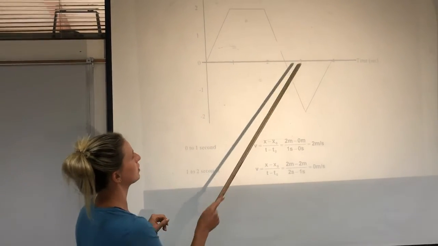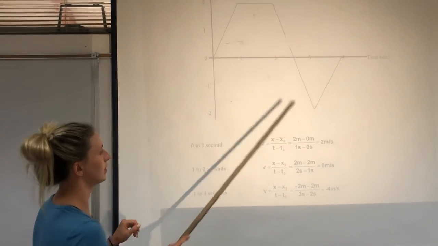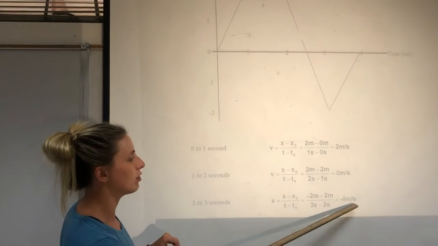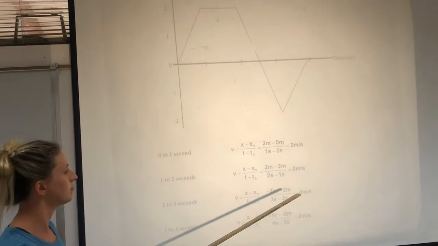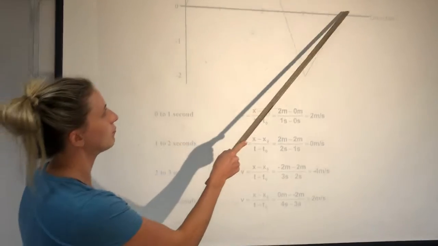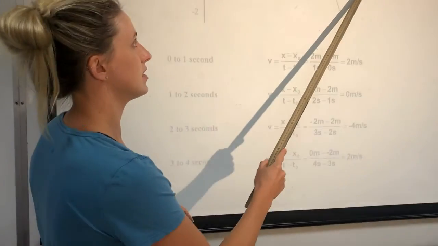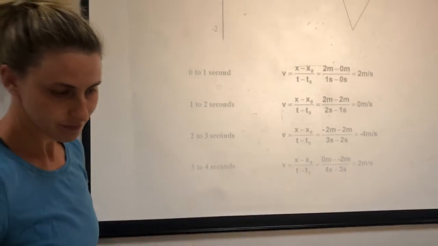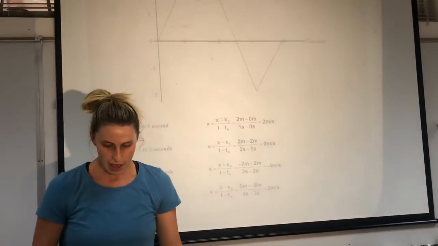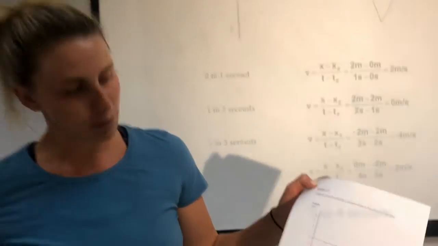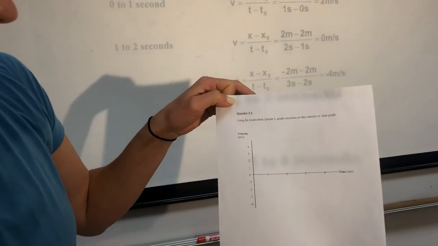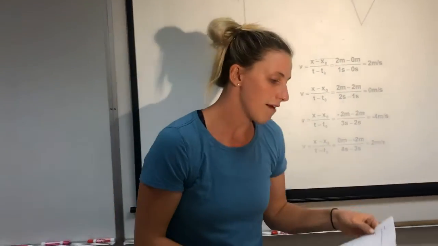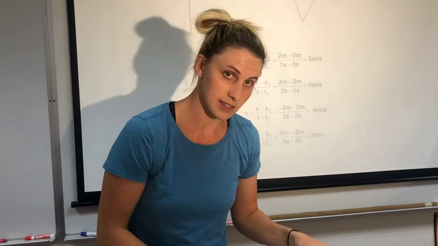From 2 to 3 seconds, ignore that gap right there. The velocity should have been -4 meters per second. And lastly, from 3 to 4 seconds, our velocity, the slope of the line, we calculated 2 meters per second. So what I want you guys to do is take a look at 2.1. Using the results from Quizlet 2, you're going to graph the velocities on this velocity versus time graph.